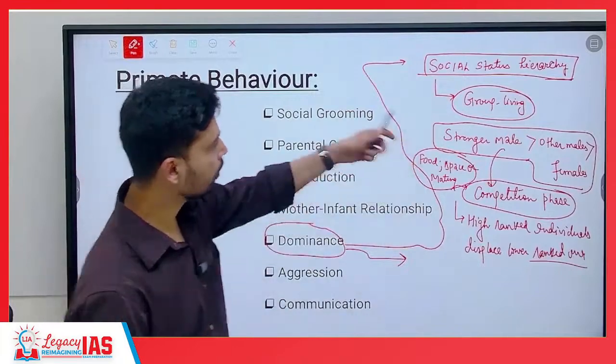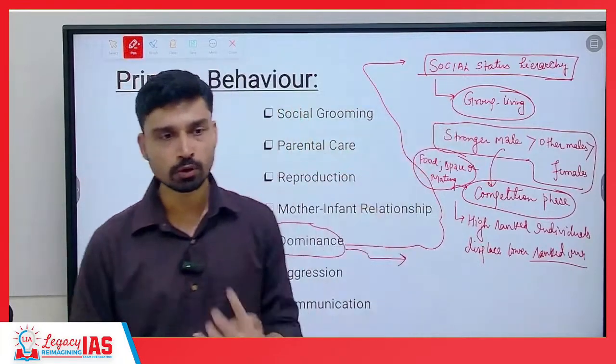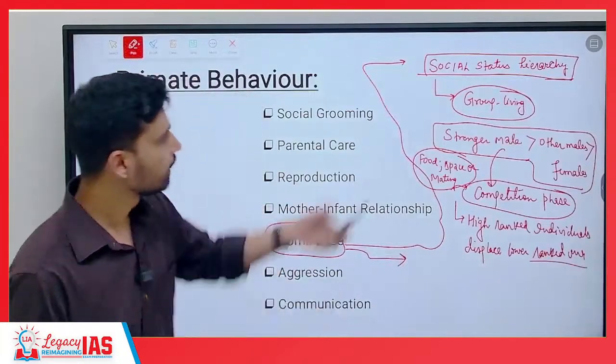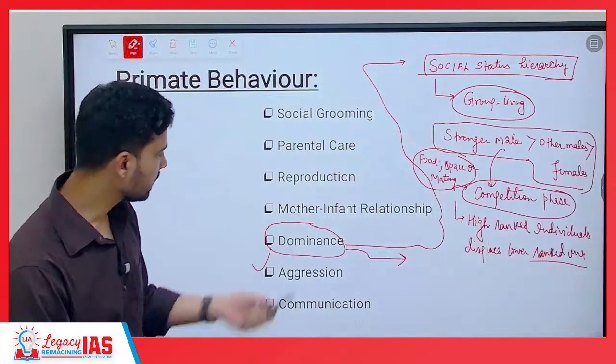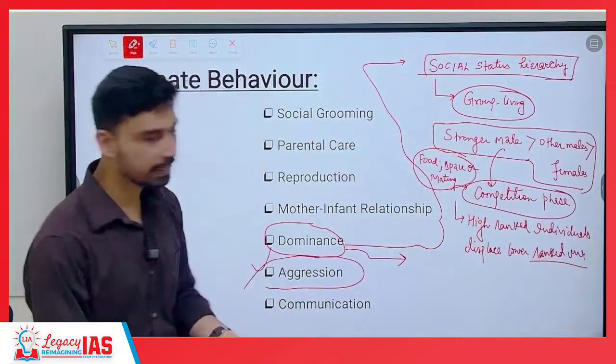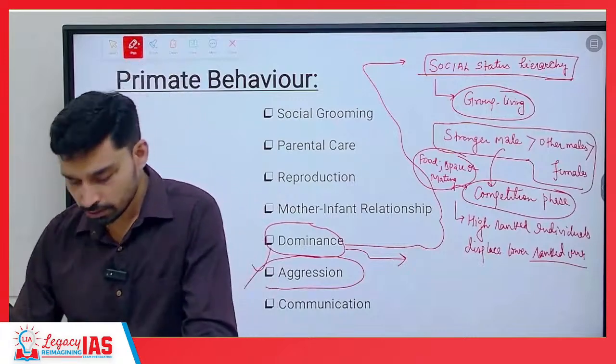But generally in normal times, you have the loosely bound group of males and females living together in this kind of hierarchical status. That is the dominance. Next behavior that we see is obviously aggression, or aggressive behavior.